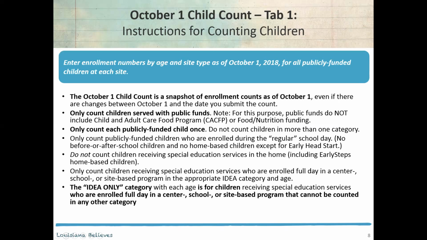You will only count each publicly funded child once. Do not count children in more than one category. For example, if you have an NSECD child who receives child care assistance for before and after school care only, you would only include this child in your NSECD count. Only count publicly funded children who are enrolled during the regular school day. Do not count children in before and after school programs only, or home-based children except for early Head Start.